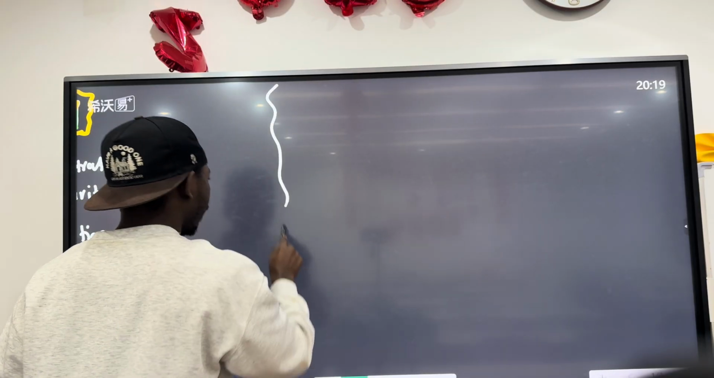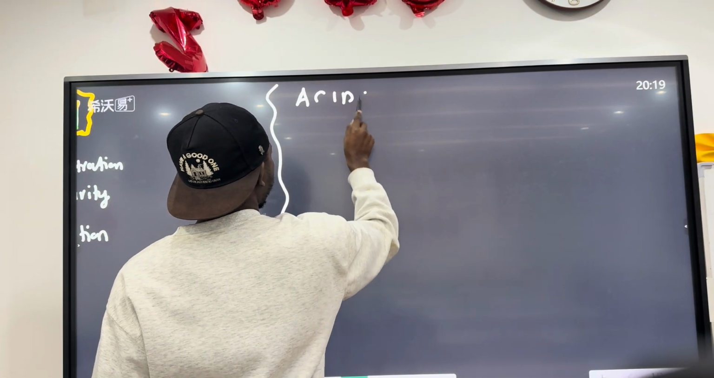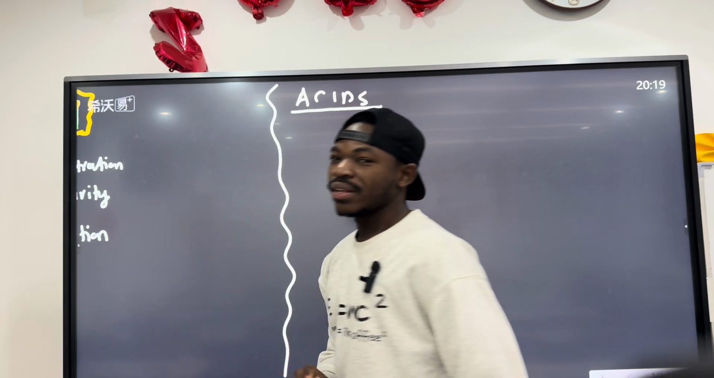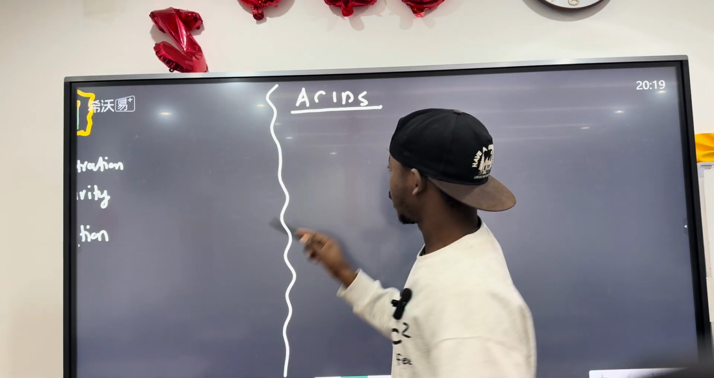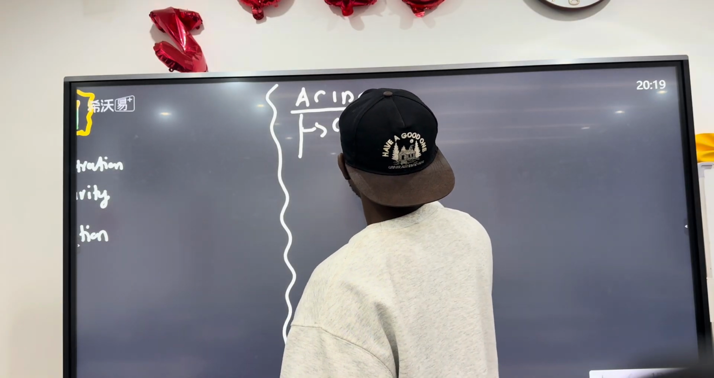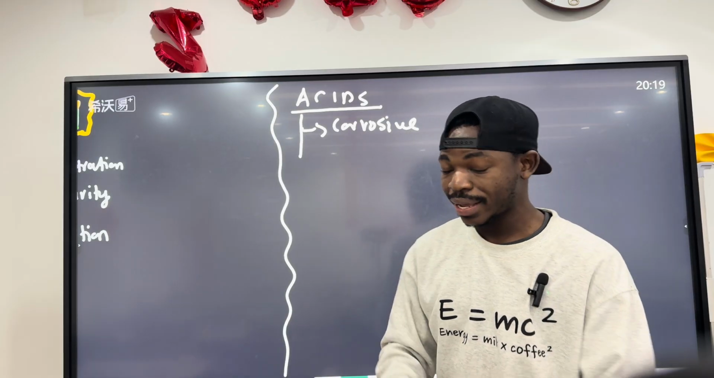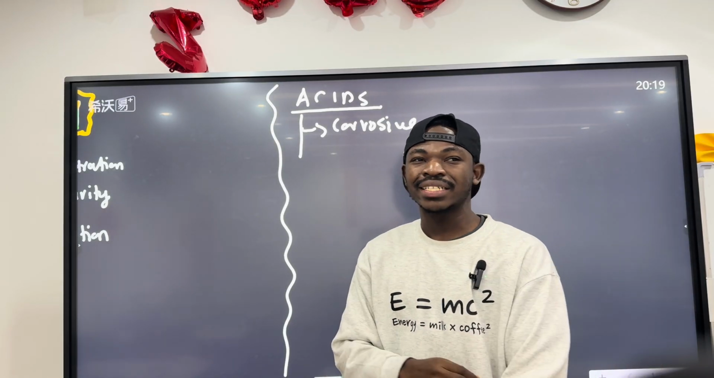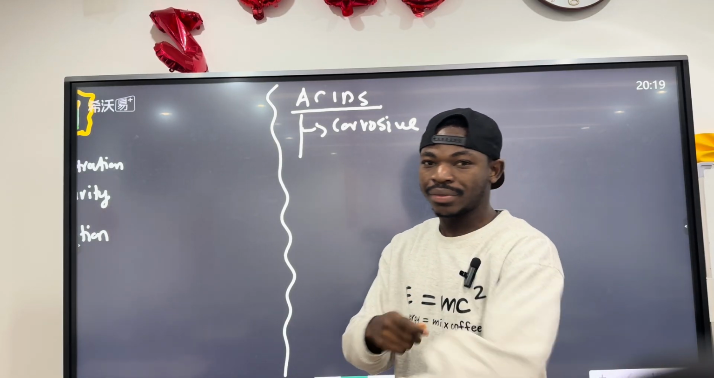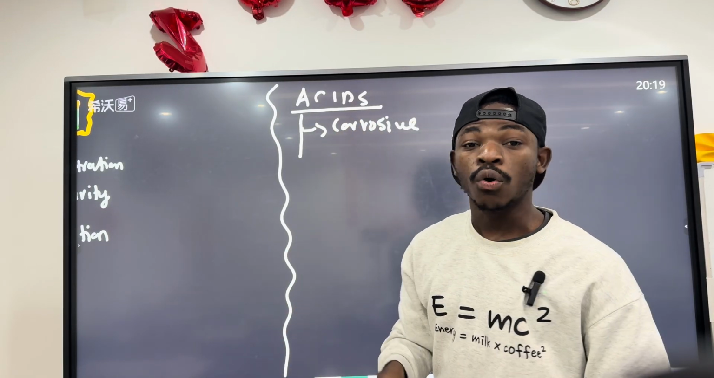So we shall start with acids. Of course, we've already said acids are corrosive. By corrosive, I mean they are able to eat up organic material. They can cause skin burns. They can eat up material like nylon and stuff like that. So acids are very corrosive.